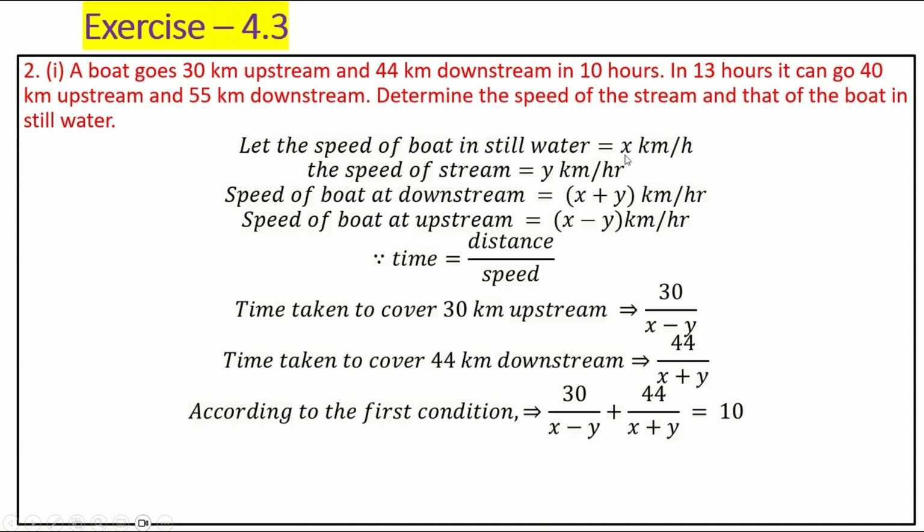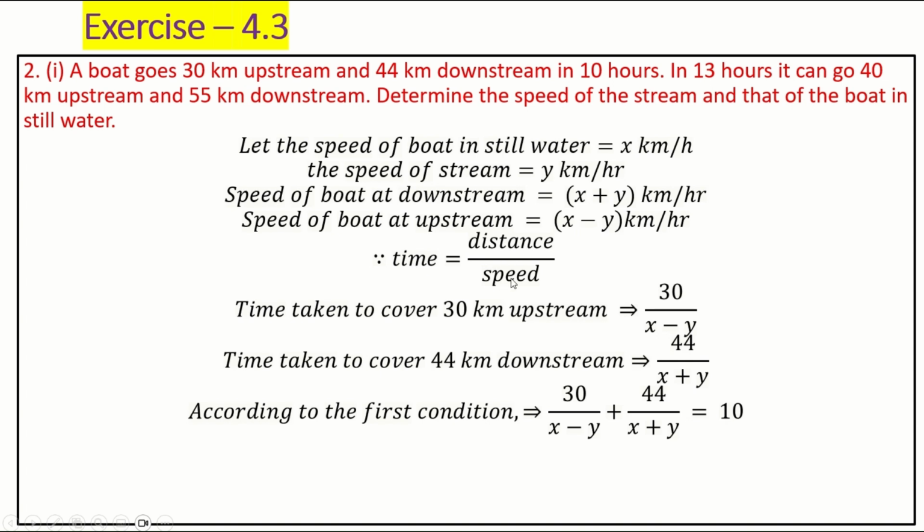Let the speed of the boat in still water be x kilometers per hour and the speed of the stream be y kilometers per hour. So the speed of the boat downstream will be the speed of the boat plus the stream, which is also going at y kilometers per hour. So it will go at a faster pace. That is x plus y kilometers per hour. When the same boat goes upstream, basically the stream is pushing it back, right? So that means the speed will become x minus y. Speed of the boat minus speed of the stream. x minus y kilometers per hour.